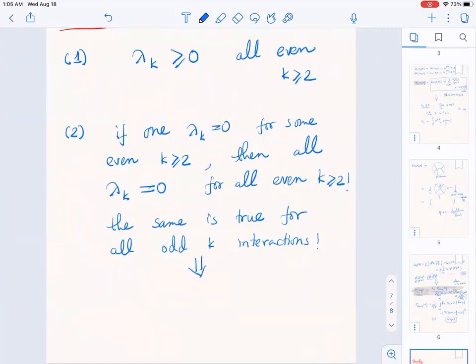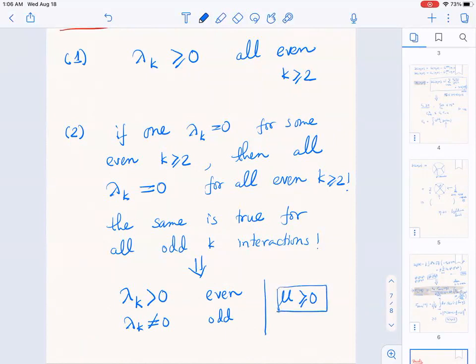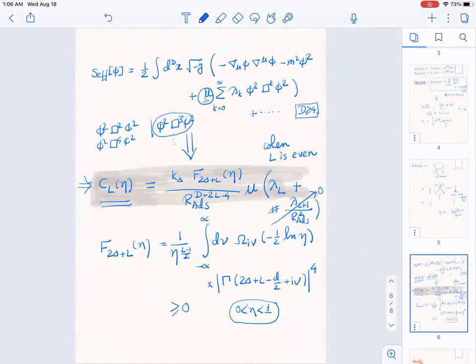This statement that I just mentioned can be alternatively stated as follows: all the lambda k coefficients, in the case of even interactions, are strictly positive. For odd, they are non-zero. And obviously the possibility that all the interactions vanish, so that you have a free theory, must be included. So the overall coefficient mu, we take to be greater than or equal to 0. So mu is this factor over here, the overall coupling constant. That means if you want to turn off one interaction, you have to turn off this whole set of interactions.